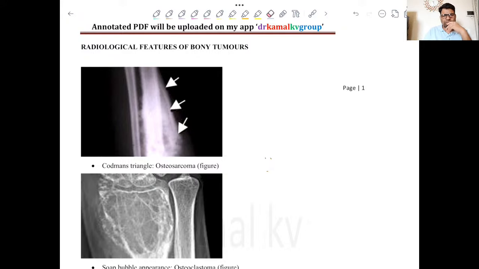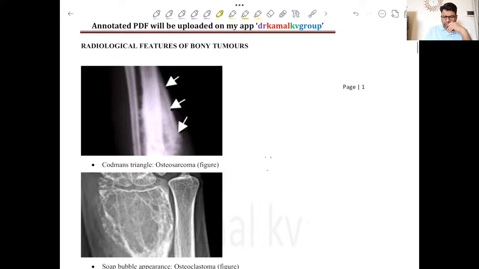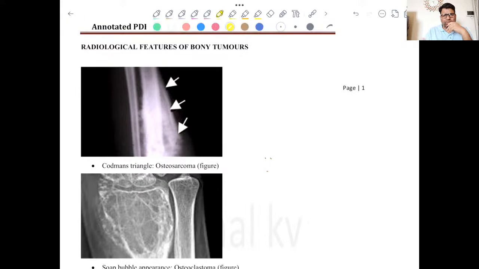This session is like revising all the important points in 1 hour, right? So the very first important segment is of course the bony tumors and Codman's triangle. The moment you see a triangular appearance like this, it is the Codman's triangle, and this is the periosteum. Clear? So if you see an appearance something like this, Codman's triangle has to be remembered for osteosarcoma.